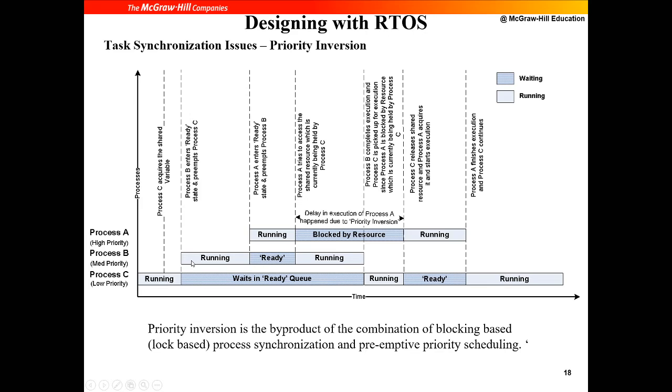Now process B will be running, and then process A enters. It says, hey, I am the highest priority, you get out. So process B will get preempted and process A will start running. But now process A wants that resource. Who has that resource? It is held by process C. You already put a lock on the printer. Process C has put a lock: hey, this is my printer, I put a lock.